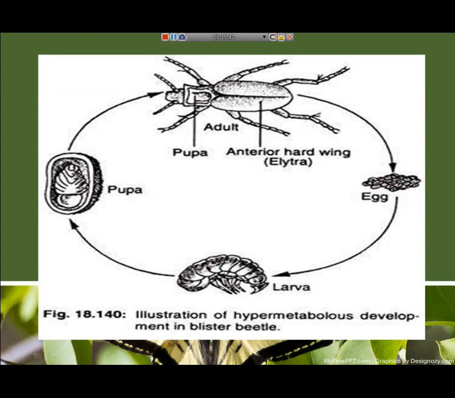This is an example of the life cycle of the blister beetles. The larva comes from the egg, and when the larva completes its growth, it becomes the pupa. This insect has an exarate pupa, since it contains the cocoon that protects the pupa.